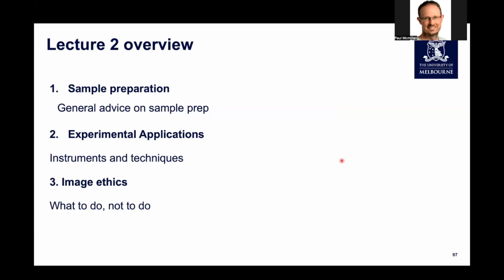So that's the end of lecture 2. We have gone through sample preparation, general advice. We've gone through quite a lot of different experimental applications that are possible on fluorescence microscopes. And we've also gone a little bit through imaging ethics and what to do with our digital data once we've collected it.